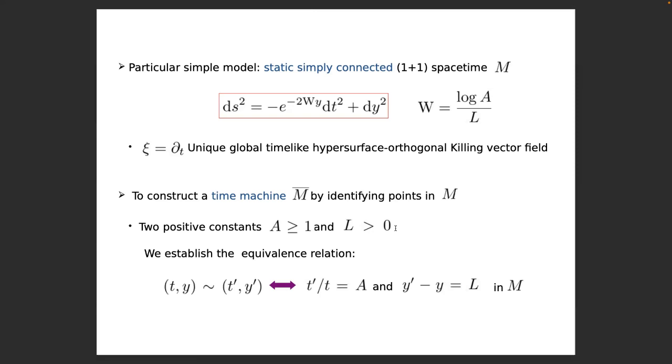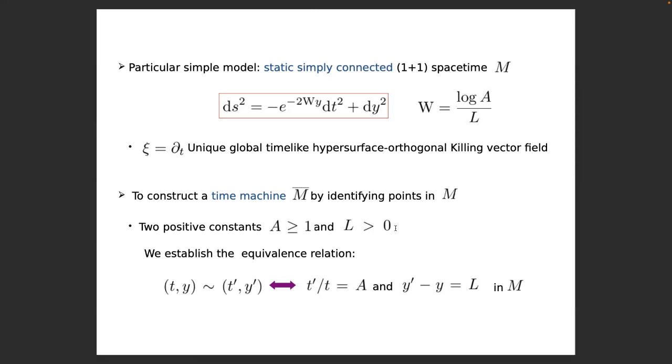So during the whole talk, all the variables that I define with no bar are in the simply connected manifold, and the ones with the bar are in the multiply connected one, so in the time machine one. Okay, so this is a static simply connected spacetime, so I have a unique global time-like Killing vector field. I know how to do my quantum field theory here, and I have this W that is related to the curvature, as you may see here.